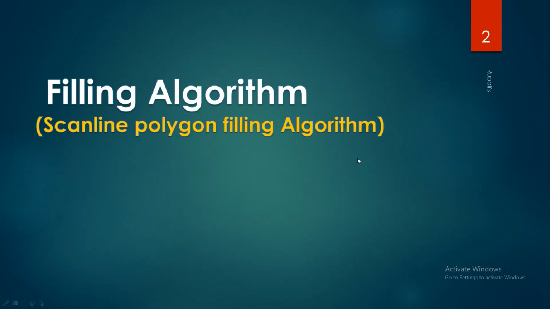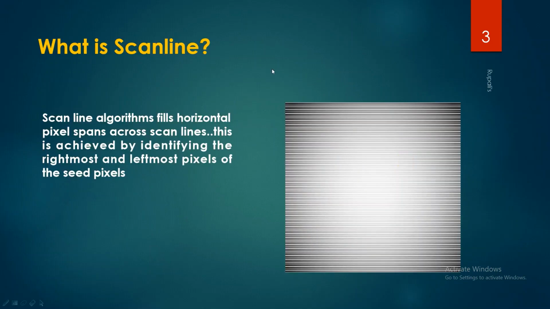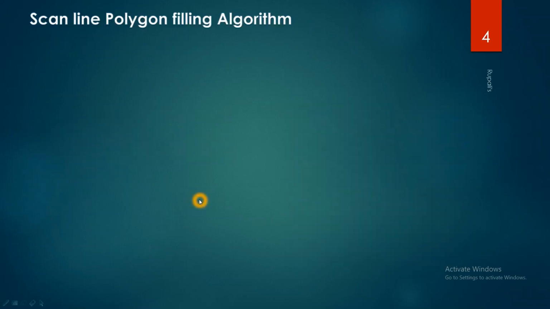Today we will learn the scanline polygon filling algorithm. So what is the scanline algorithm? Scanline algorithms fill horizontal pixel spans across a scanline. This is achieved by identifying the rightmost and leftmost pixel of the seed pixel. So what is the scanline polygon filling algorithm?